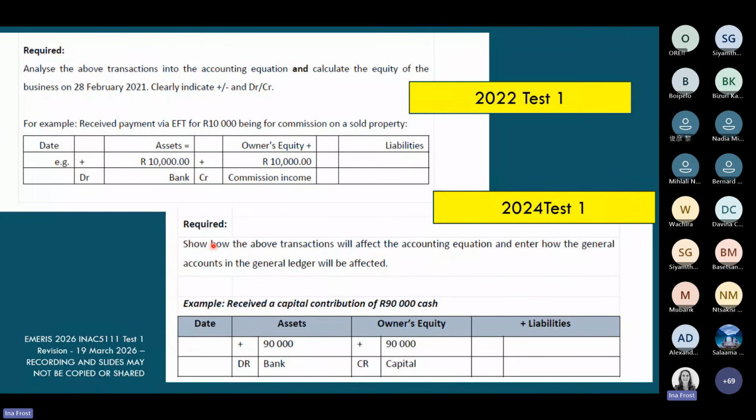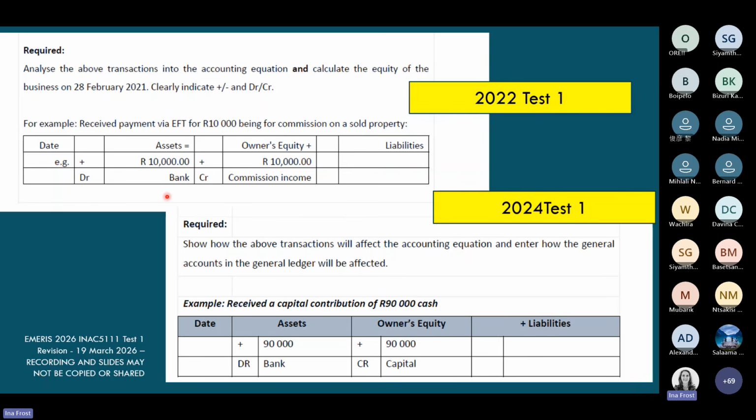Also, once again, make sure that you are reading your required. You can see for all of them here at the bottom, for these accounting equation type questions, we give a little example of what your answer must look like. So please don't jump in and start the question before you have first looked at this example, because there can be different ways in which we want you to set out your answer.